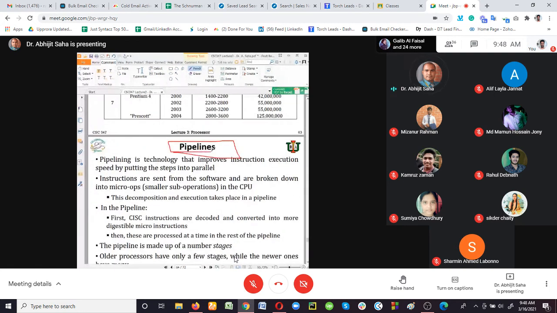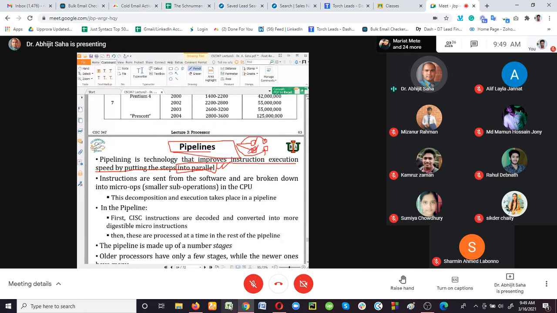We have said that pipeline technology improves instruction execution speed by putting the steps into parallel. That is also a common technique in computer systems, as we have discussed many times. When we talked about the parallel processor, we saw the same concept: with a multi-core processor, the work is given in parallel. At the same time, two works can be executed. With four-core processors, four works can be executed simultaneously.